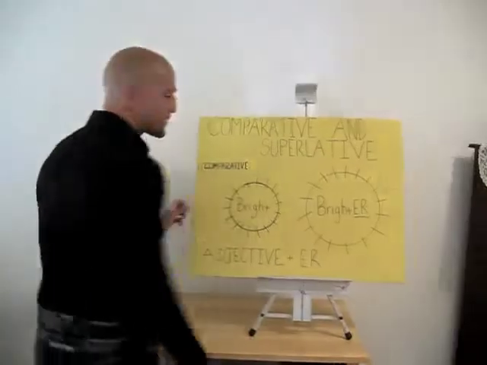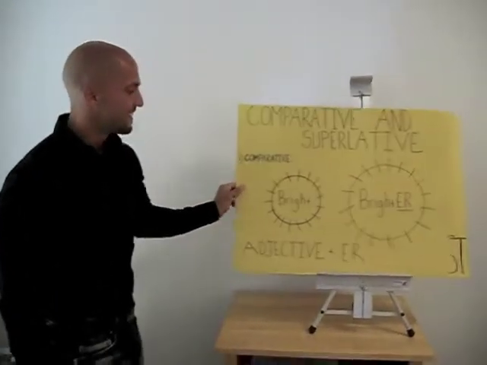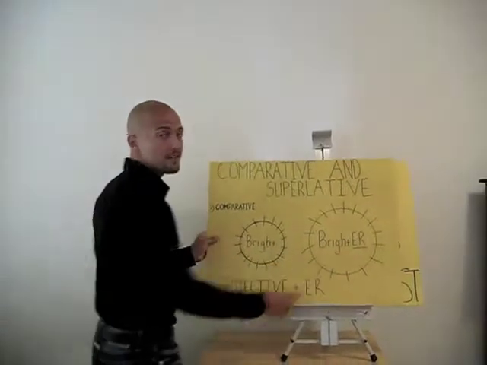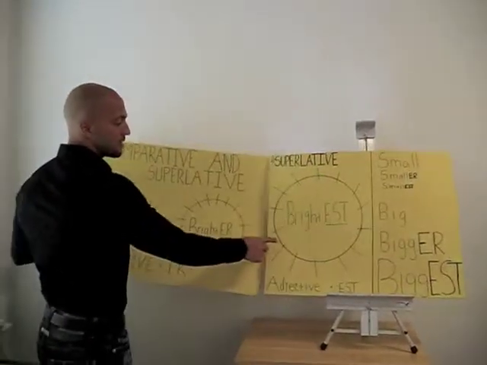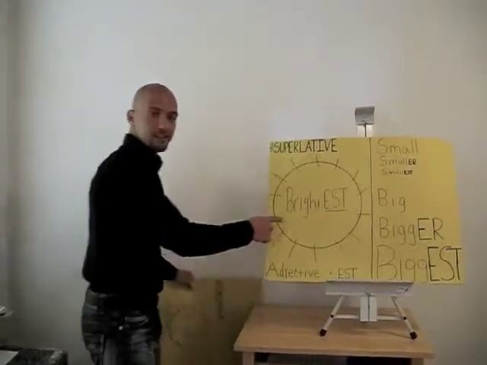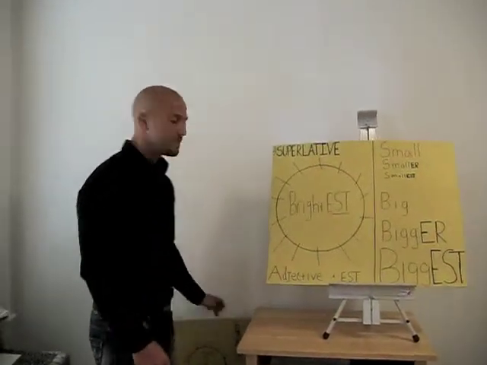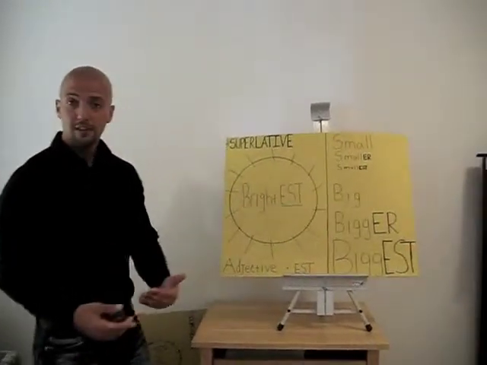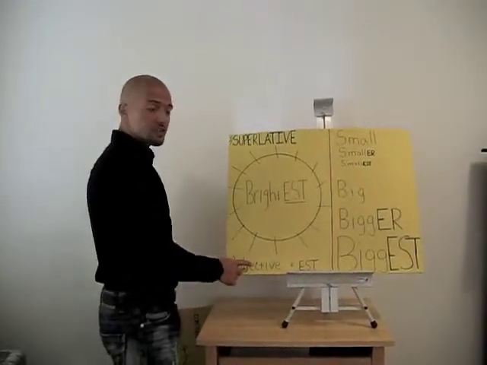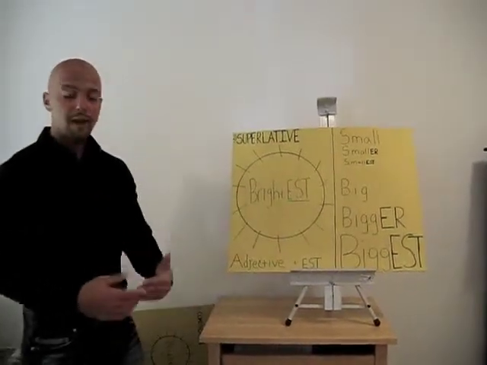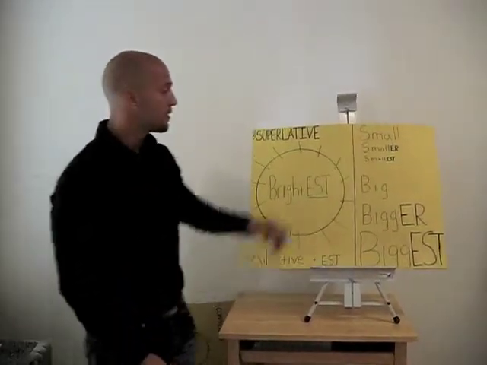Now let's move on to the superlative. This sun is bright. This sun is brighter. But this one is brightest. Can you say that with me? Brightest. So bright, brighter, brightest. To express the superlative, we take the adjective and add EST. So let's try comparative and superlative together.